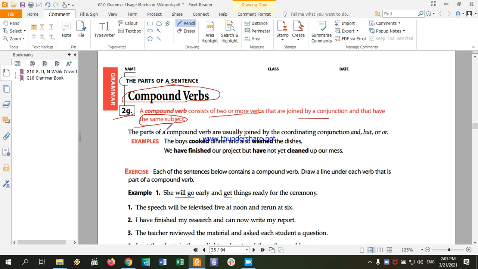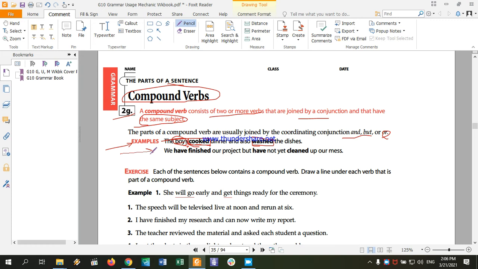And you should know that the parts of the compound verb are usually joined by the coordinating conjunction and, but, or. This is usual. Examples: the boys cooked dinner and also washed the dishes. Here, where's the subject? The subject is boys. And what did they do? They cooked dinner, so they cooked and also washed. Here we have a compound verb. We have two verbs that share only one subject, which is the boys.